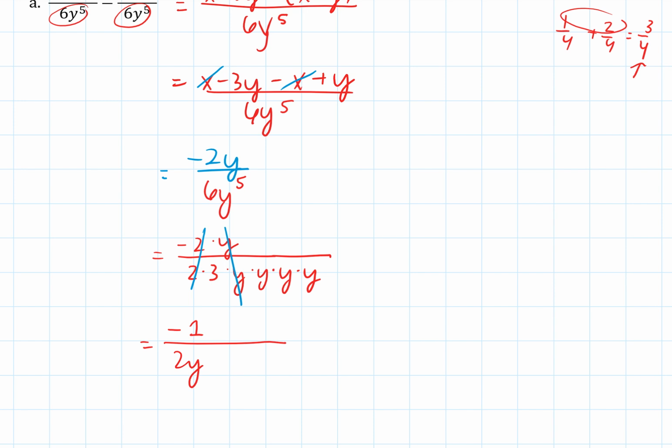in the denominator. I had y to the fifth, so y times y times y times y times y. So now I have 4 y's left. So I have negative 1 over 2y to the fourth.